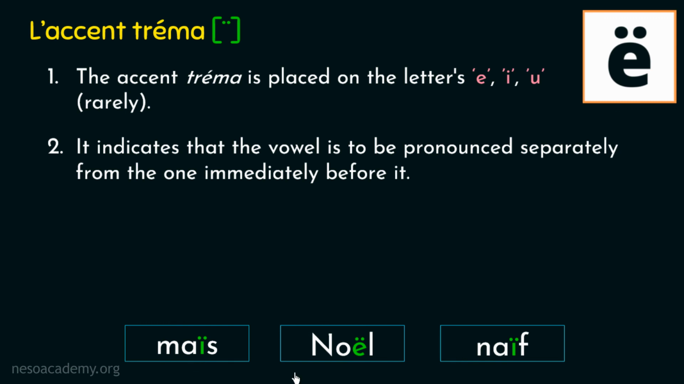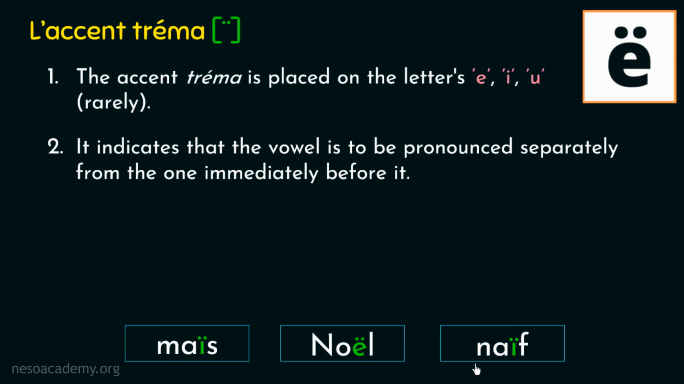Now check out the pronunciation of another example. Noël. So here we have the accent tréma on the top of the alphabet E. That's why we are pronouncing the two vowels O and E separately.